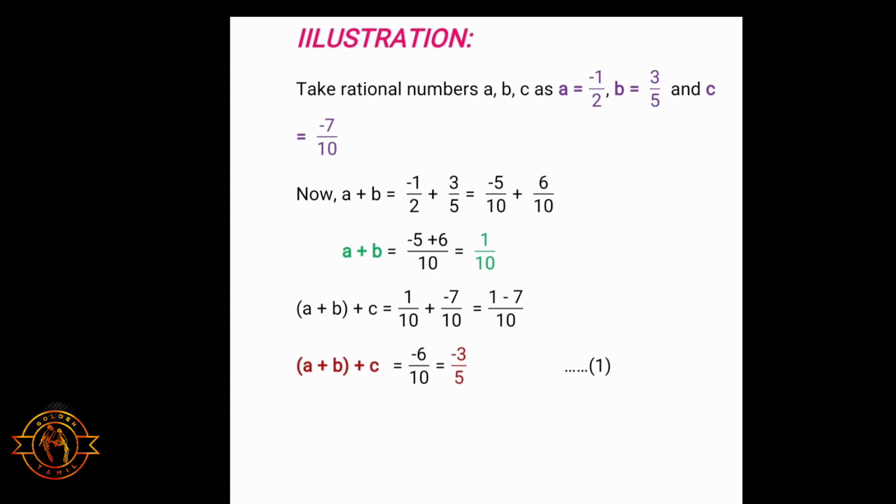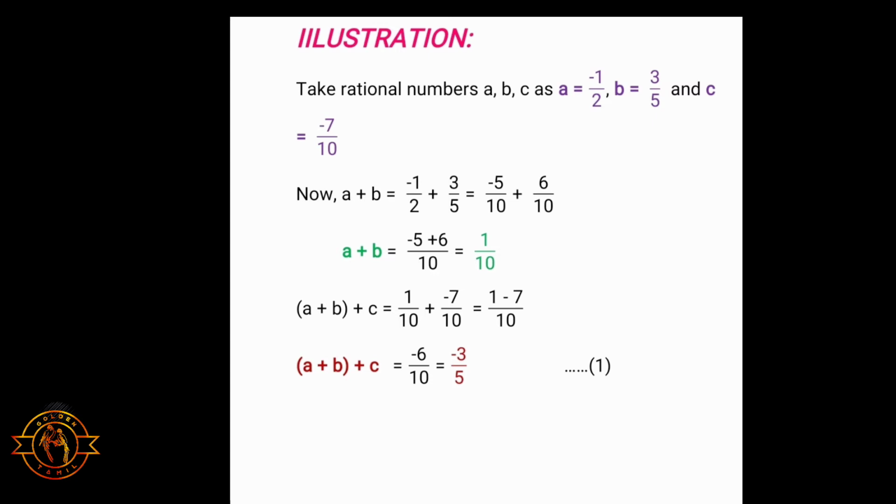a plus b is equal to minus 1 by 2 plus 3 by 5. Here there are different denominators, so we have to take the LCM. What is the LCM for 2 and 5? Yes, it's 10. So converting minus 1 by 2 to 10, we multiply it by 5 by 5. So we get minus 5 by 10. To convert 3 by 5 to the same denominator, we multiply with 2 by 2. So we get 6 by 10.